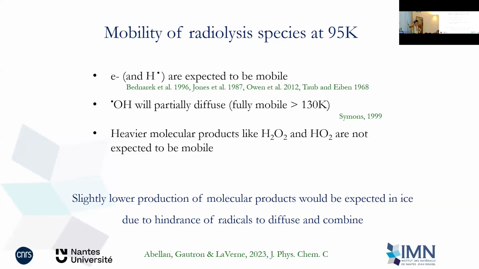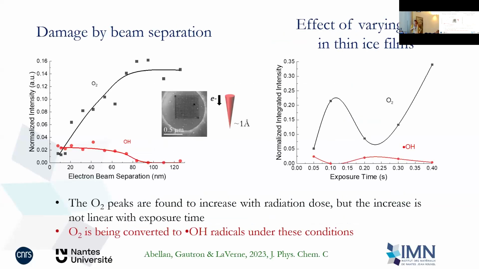So if you think about it, you say, okay, maybe it's the temperature. The problem is that if you have limited diffusion of some of the radicals and of the molecular species, you should have less recombination. So usually you would expect less molecular species. So this also doesn't really explain the results very well.